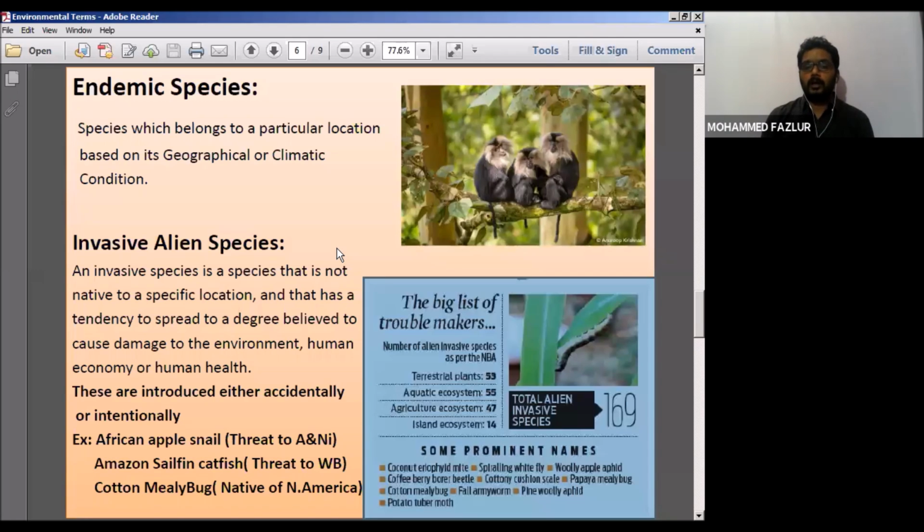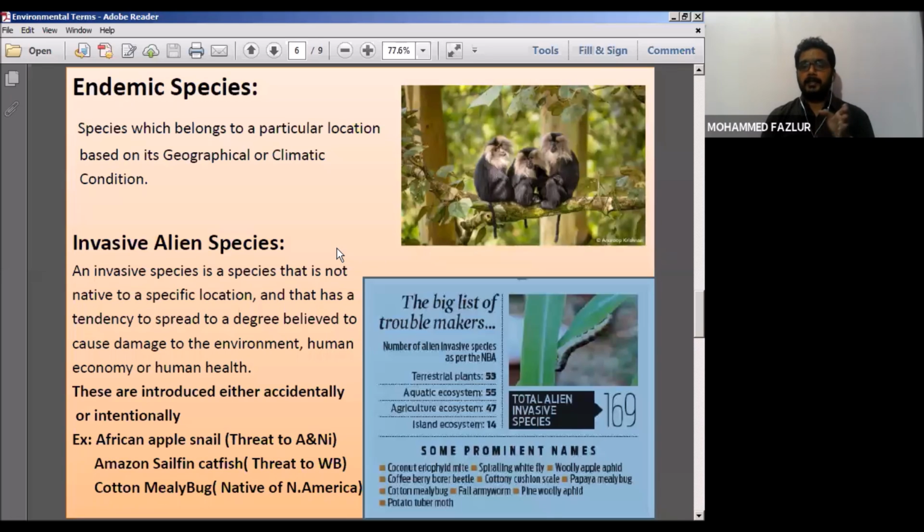So you need to learn by heart all these species which have been declared as alien species. In the exam too, he might give a few species, he might give you confusion, he might add a few endemic species also, so be careful here. Next one is the Amazon sailfin catfish. This is a threat to West Bengal. And the cotton mealy bug, which is a native of North America. Now in Deccan areas, cotton cultivators are facing this issue from the cotton mealy bug. So this is what is known as invasive alien species.